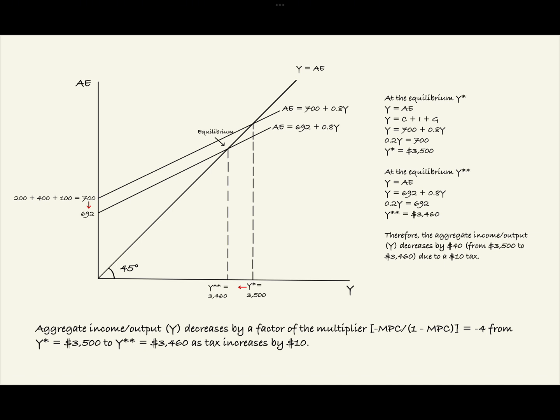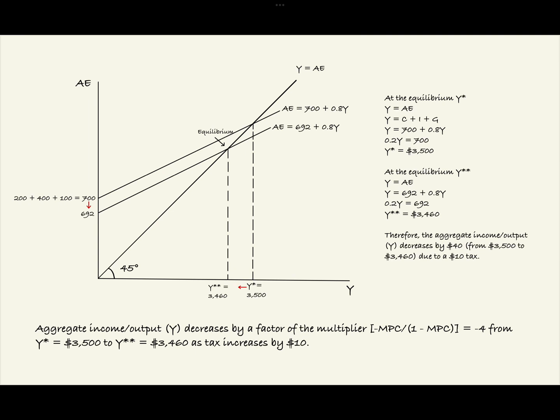Before the government imposes any tax, our aggregate expenditures AE equals 700 plus 0.8y. Therefore, y equals 700 plus 0.8y at the equilibrium y star. After subtracting both sides of the equation by 0.8y, we have 0.2y equals 700. Therefore, y star, or our equilibrium aggregate income or output, equals $3,500 before the government imposes any tax.